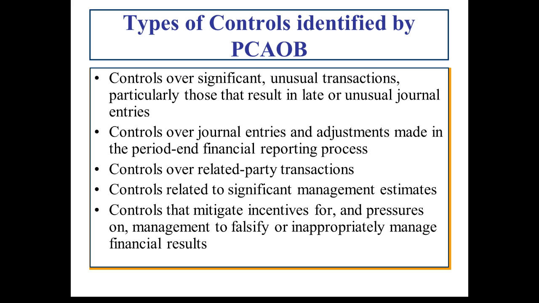Controls that mitigate incentives for and pressures on management to falsify or inappropriately manage financial results. As we've talked about in this class, so many incentives of management and sales individuals have to do with their earnings. And so because that is a potential conflict, I mean, of course, we all want a company to do well, to perform well. But when your bonuses are directly tied with the profits of a company, can you see how that could potentially involve conflict?